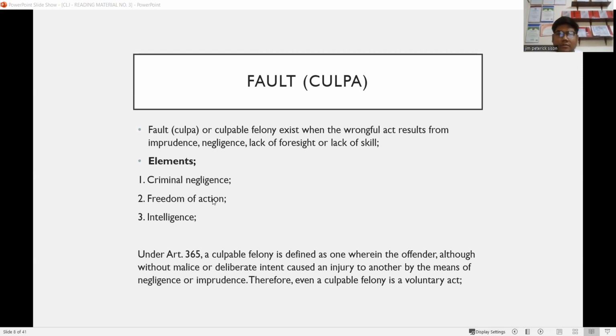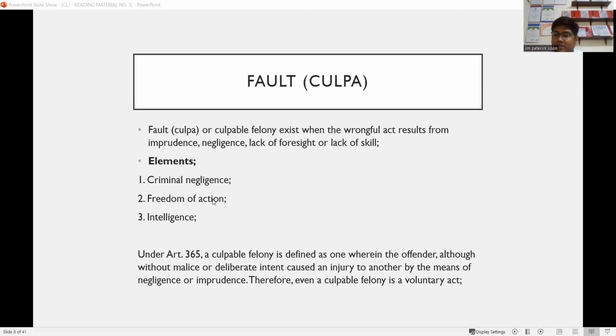Freedom of action meaning ang offender wala siya gisugo o gipugos sa usa ka tawo. He is free to do o unsa man iyang ganahang buhaton sa pag-drive. Wala namugos niya, wala ni force niya ang ligson ng usa ka tawo. And intelligence, of course, he is sane, not insane.